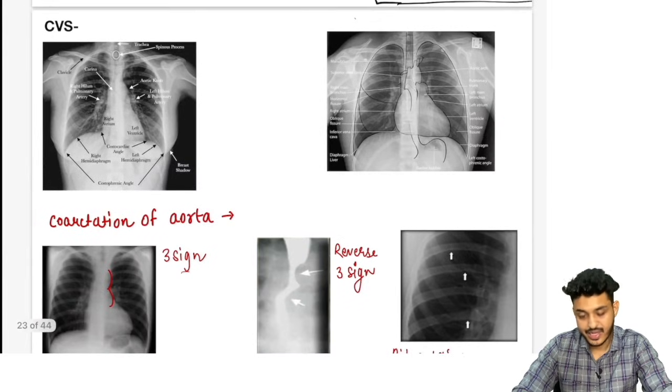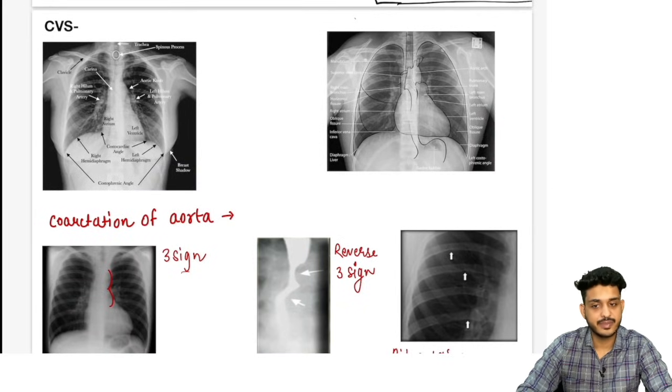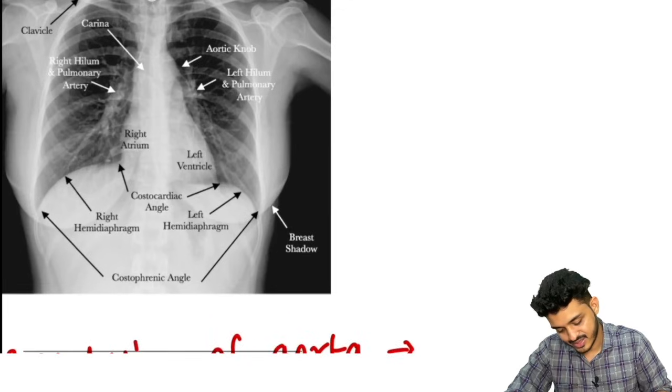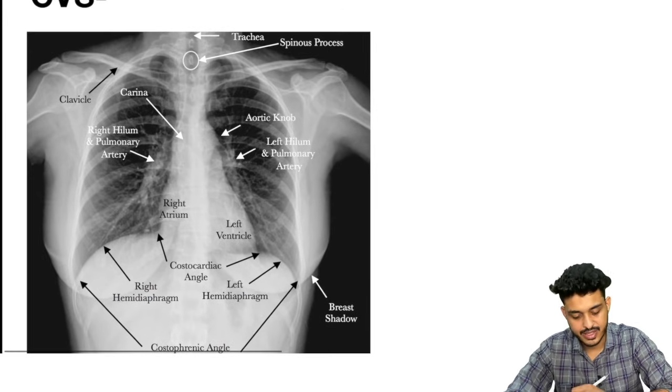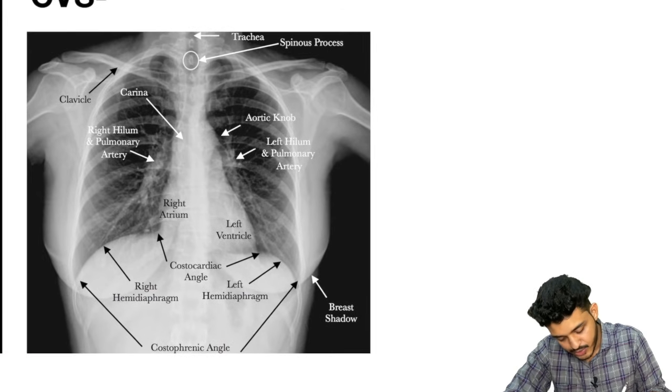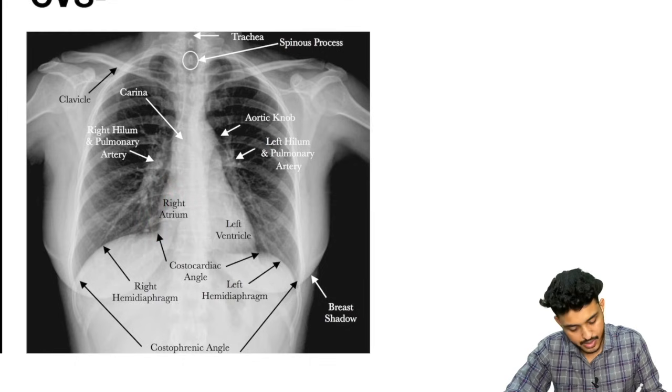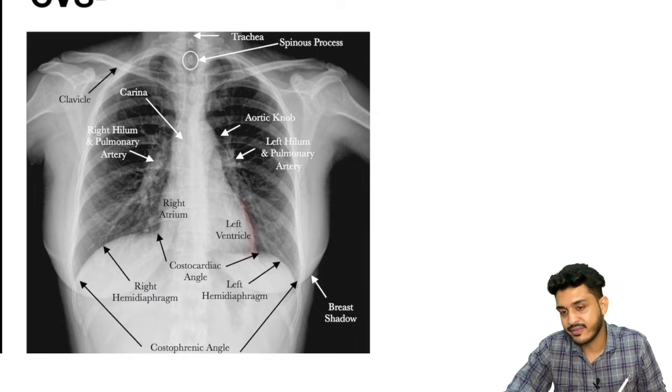Now the next chapter we are going to discuss is the CVS, the cardiovascular system. So what are the things we need to look for in the cardiovascular system? We need to understand what we can appreciate over here. This is going to be the border of the right atrium. This is going to be the border of the right atrium. This is going to be the border for the left ventricle.